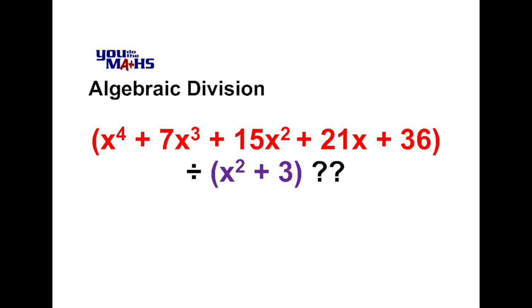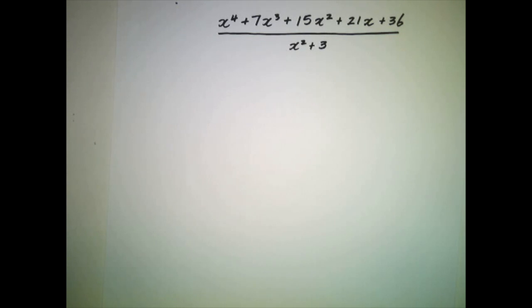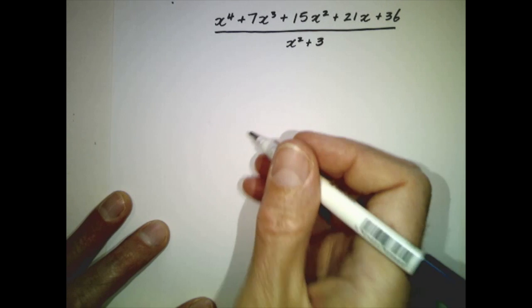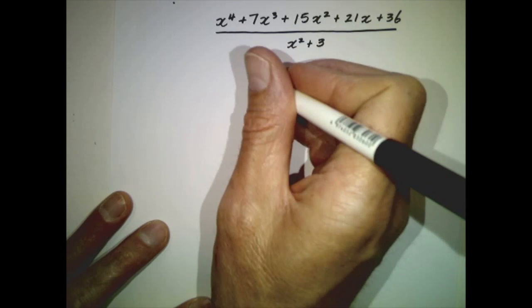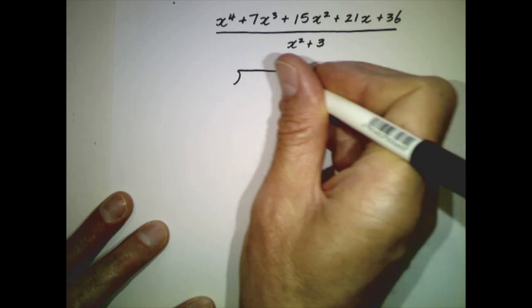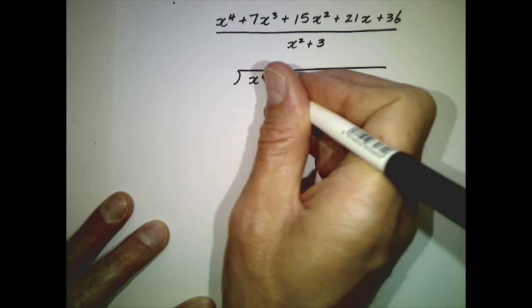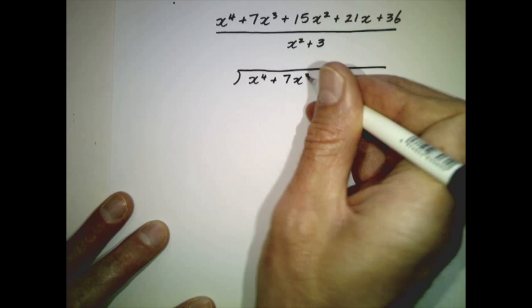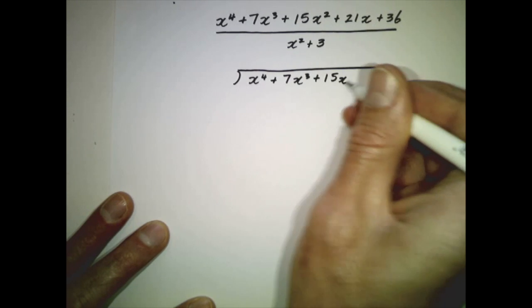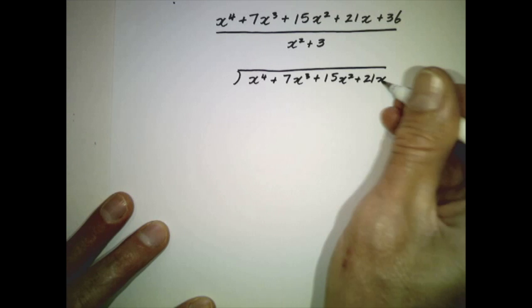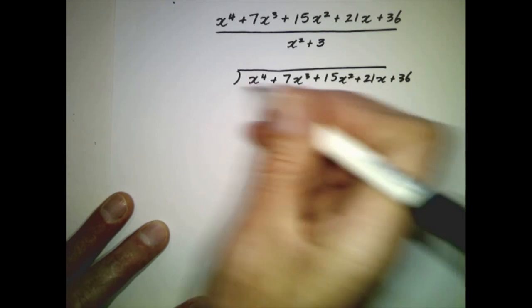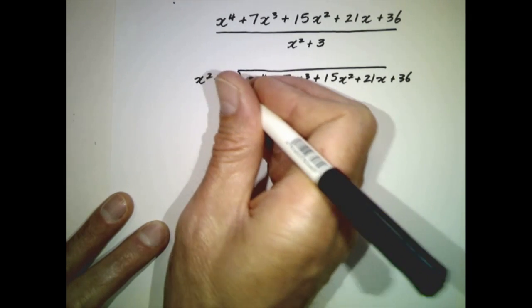So this time we've got a division problem involving a polynomial of power 4 divided by a quadratic. And we'll set this up exactly the same way. What we'll do is we'll set up a bracket and we'll put our dividend inside that. So going through each of the terms, we've got x to the 4 plus 7x cubed plus 15x squared plus 21x plus 36 all divided by x squared plus 3.